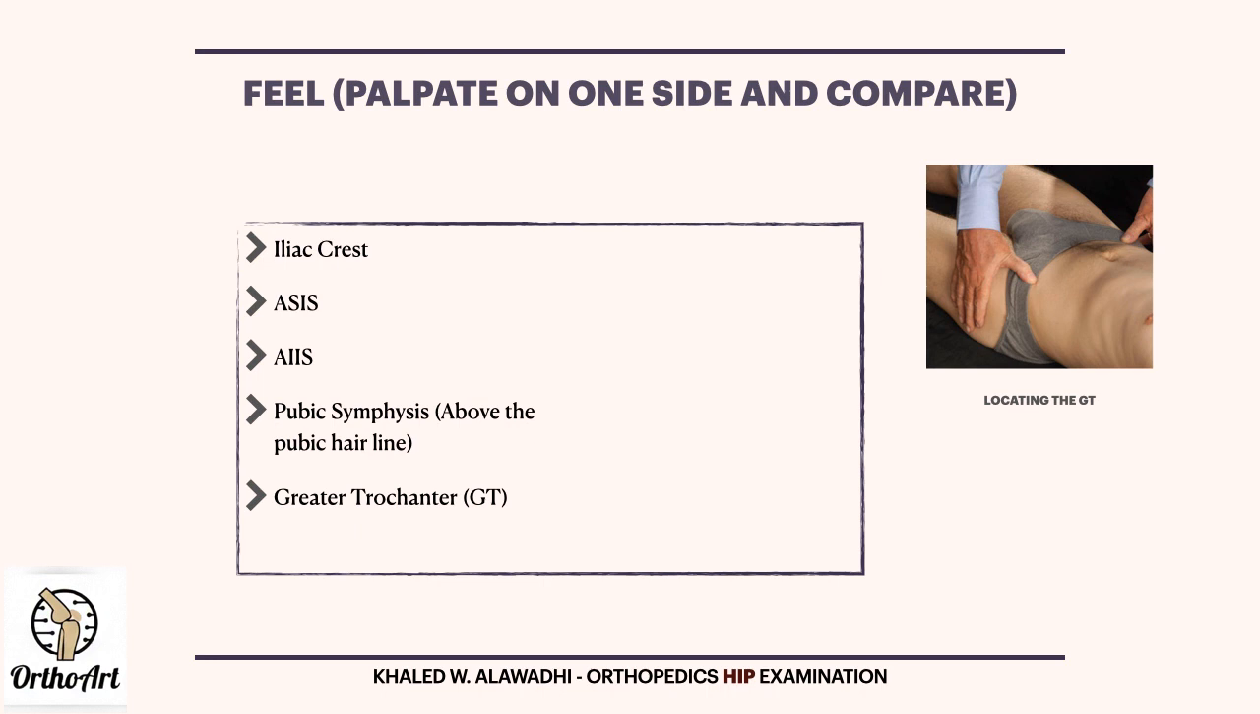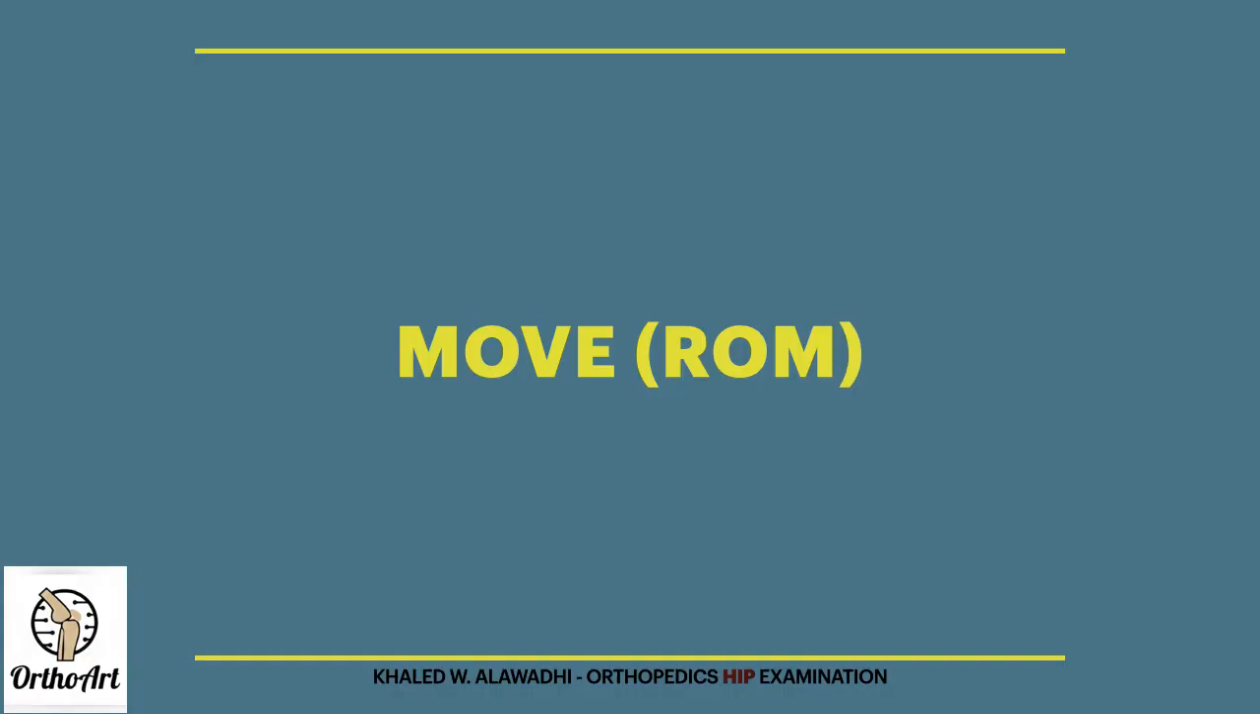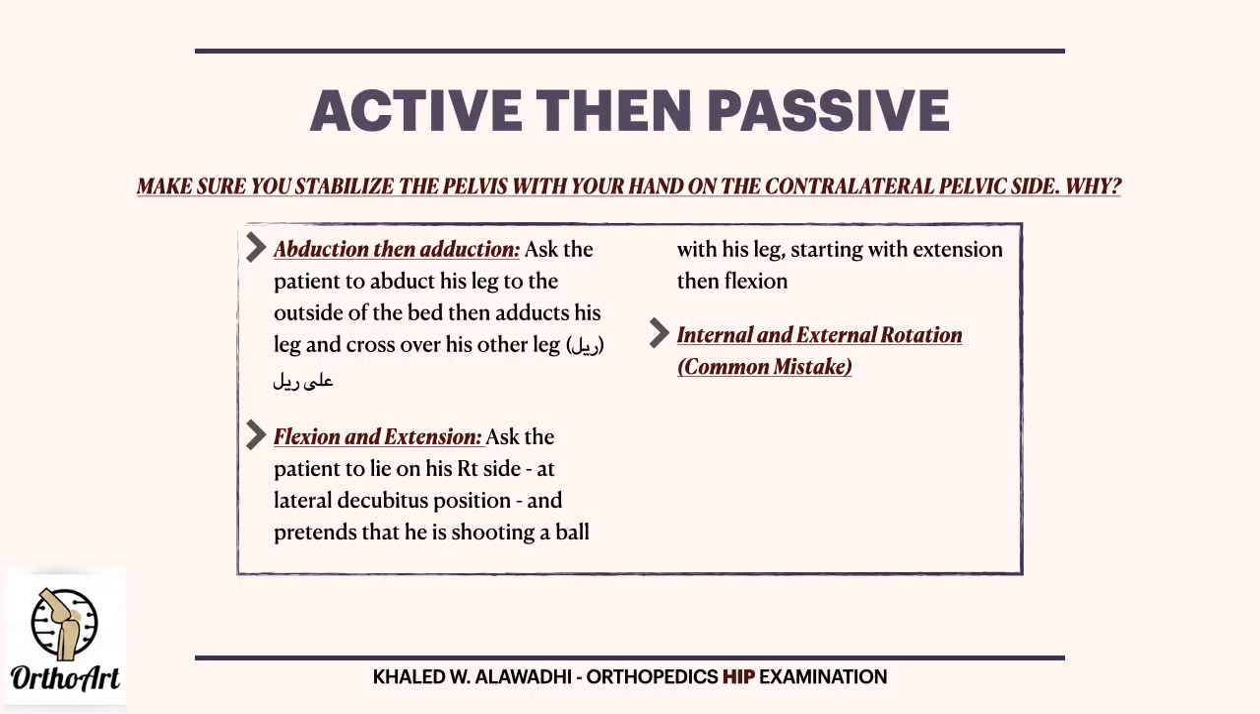So how do you palpate it? You palpate it as shown here in the picture. Next we'll start with move, or range of motion. Always start with active, then passive. Make sure you stabilize the pelvis with your hand on the contralateral pelvic side. Why? Because some patients who have pathologies will mask that sign with pelvis movement. So he moves the limb in abduction and adduction, however, his movement is assisted with his pelvis. So always make sure you stabilize it.